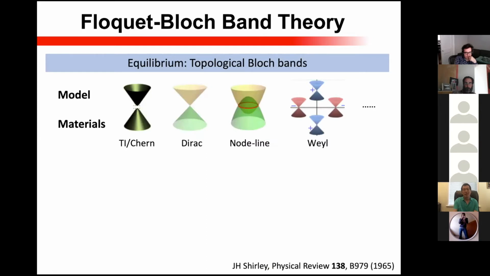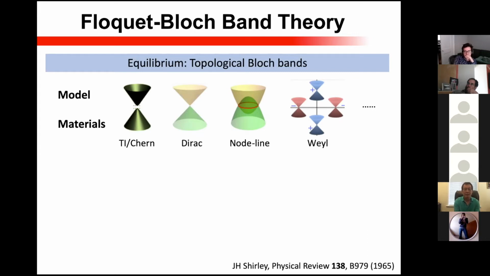So now the question is how we can create, in one material, three types of Dirac cones. The trick we propose is to use the so-called Floquet-Bloch band theory, or Floquet-Bloch states that are excited by laser.